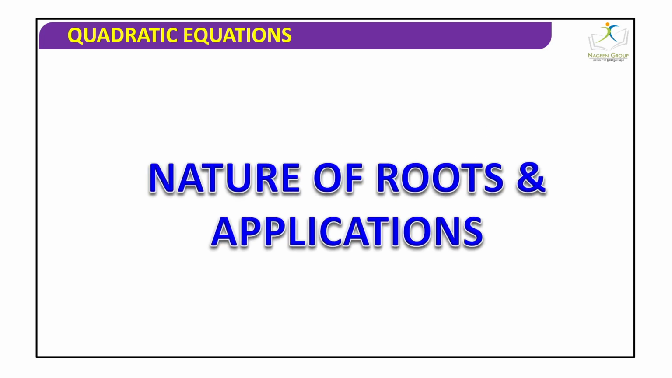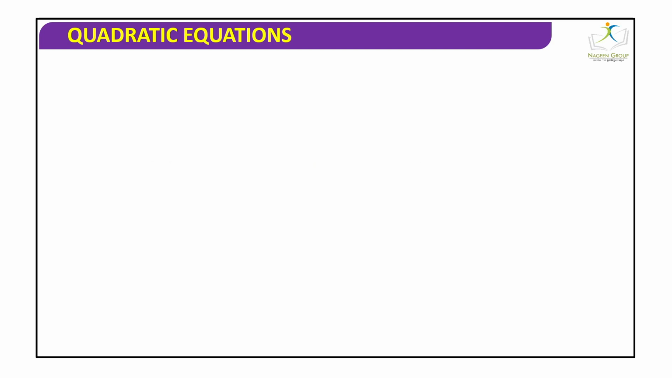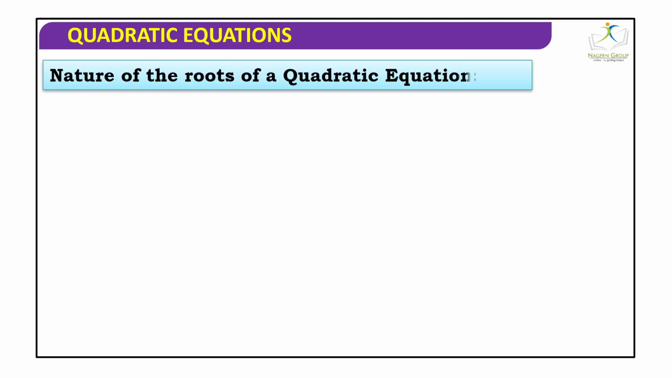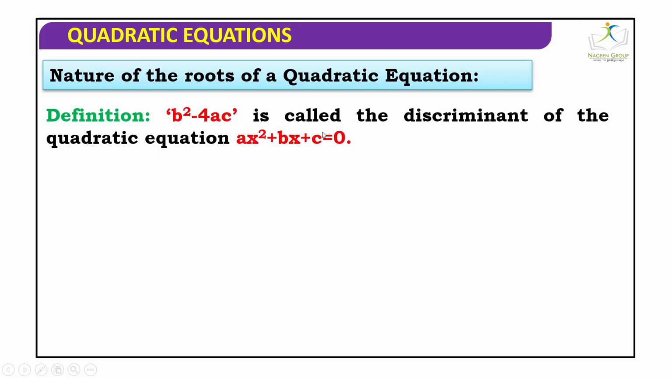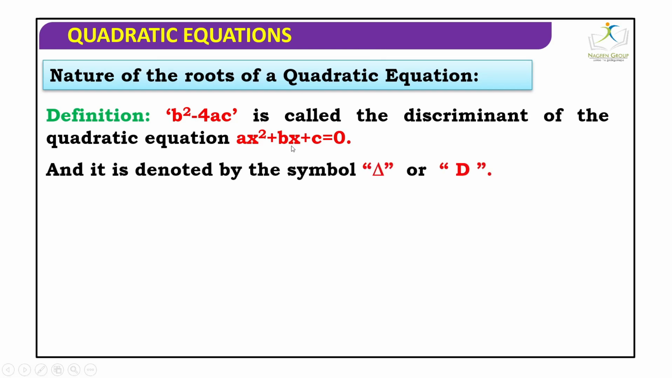Here we are talking about the nature of roots and its application. Now understand the nature of roots of a quadratic equation. The definition is b square minus 4ac. It is called the discriminant of the quadratic equation, right? If we have this value b square minus 4ac, we call it the discriminant. Now what is the importance of it? It tells us about the nature. This value is denoted by del, or we can say it is denoted by capital D.